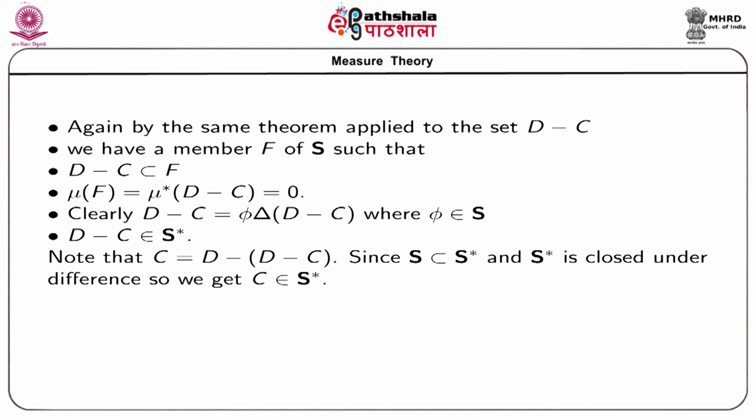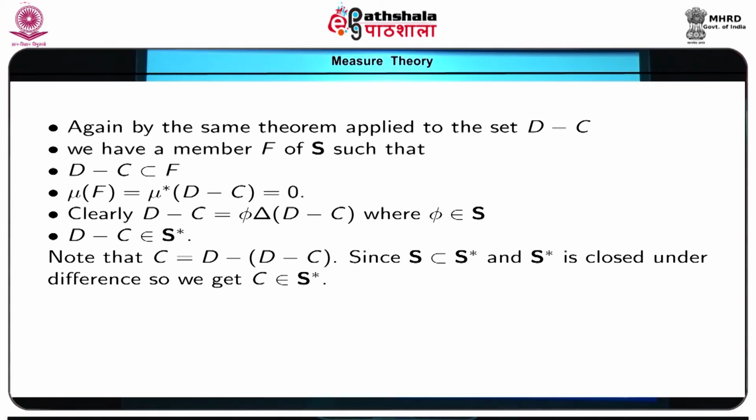Now, clearly D minus C can be written as phi delta D minus C, where phi belongs to S, and so D minus C belongs to S star. Note that we can write C as D minus (D minus C). Since S is a subset of S star and S star is already closed under difference, we get C belongs to S star, and this completes the proof.